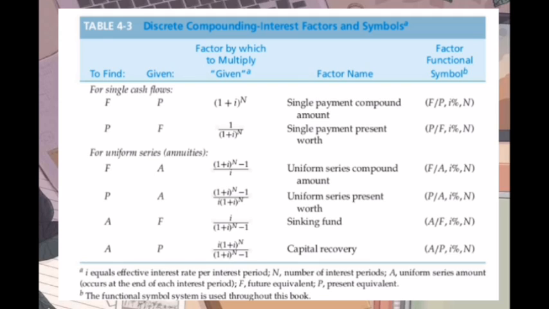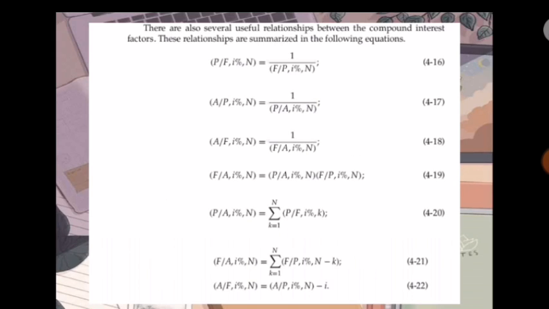Furthermore, the formulas assume discrete, for example, lump sum, cash flows at the end of equal time intervals in a cash flow diagram. Discrete compound interest factors are given in Appendix C, where the assumption is made that the interest rate remains constant during the compounding periods. There are also several useful relationships between the compound interest factors. These relationships are summarized in the following equations.